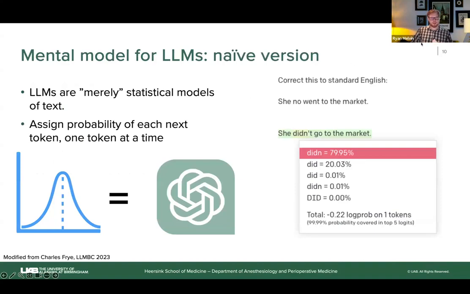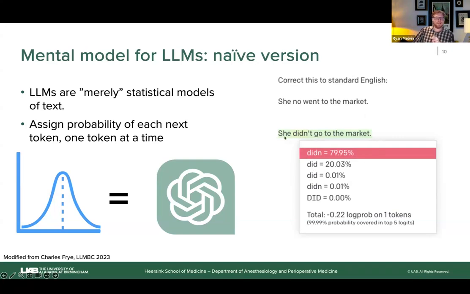Especially for large language models, such as ChatGPT, there is a naive mental model that I think is somewhat popular. And that's that these are merely statistical models of text. They assign the probability of each next word, technically token, 1 word or token at a time. And you can actually watch this happen if you go to OpenAI's playground and enter, this first part was my prompt or my input for a completion, "Correct this to standard English. She went to the market." I turned on a feature in the playground that said I would like to know the probability of every token that you generate. And it generated, "She didn't go to the market." And then I can hover any one of these and know the probability of that token.